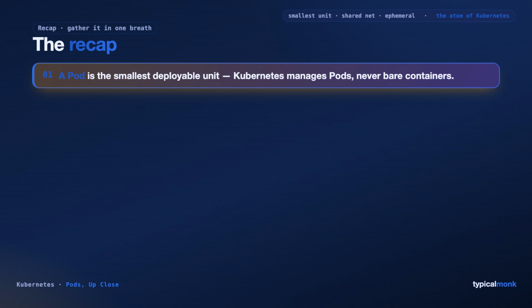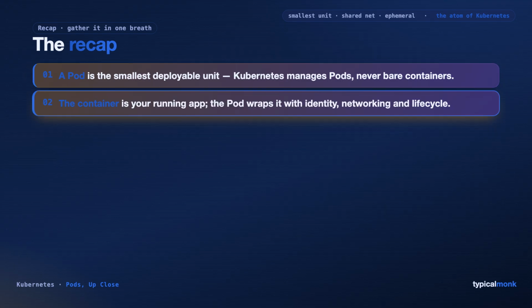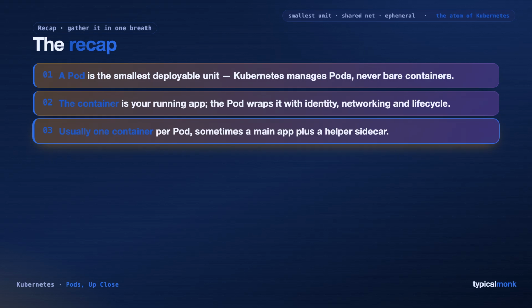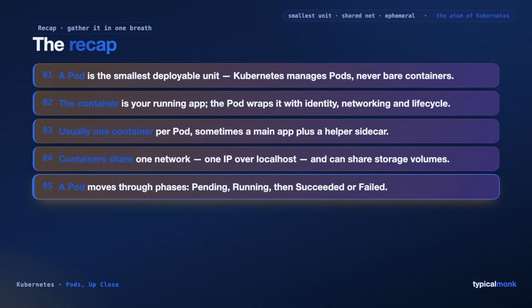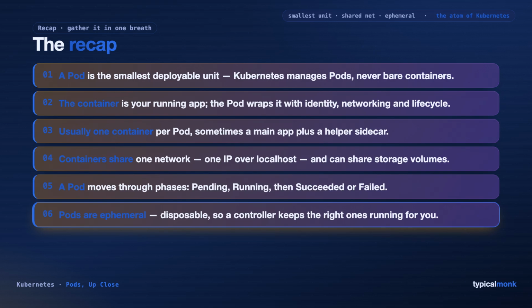Let us gather the whole class in one breath. A pod is the smallest deployable unit in Kubernetes. Kubernetes manages pods, never bare containers. The container is your running app. The pod wraps it with the cluster identity, networking, and lifecycle. A pod usually holds one container, sometimes a main app plus a helper sidecar. Containers in a pod share one network, one IP, talk over localhost, and can share storage volumes. A pod moves through phases, pending, running, then succeeded, or failed. And pods are ephemeral and disposable, so a controller keeps the right ones running for you.